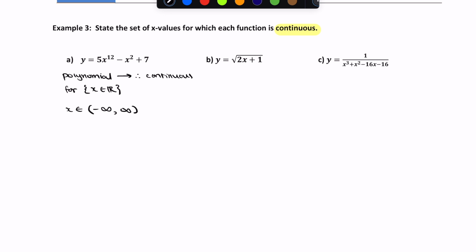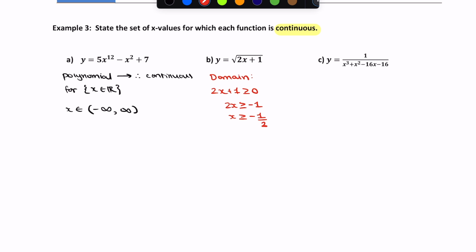Okay, so here, if we look at this second question here, it has y is equal to square root 2x plus 1. So if we write our domain, we know here that 2x plus 1 has to be greater or equal to 0. So 2x is greater or equal to negative 1. x is greater or equal to negative 1 over 2.